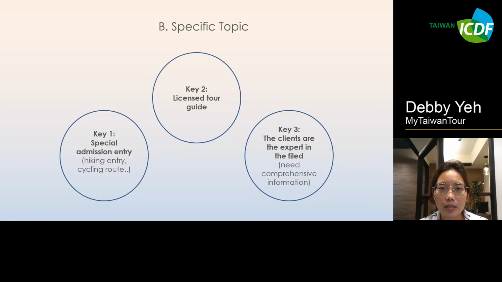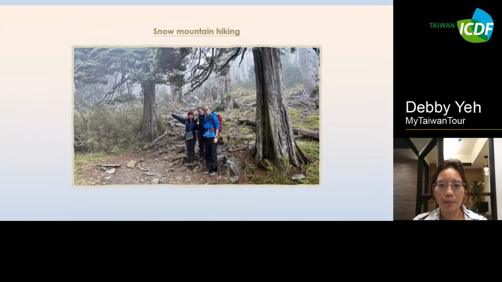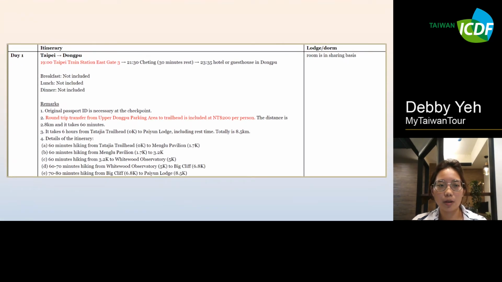Because the clients who are looking for a specific topic tour are experts in the field, they might have some experience before in other countries. So the itinerary you provide them must be comprehensive and detailed, about how long we are going to walk today, how long the walking trails are each day, and what's included in the package and what's not included. You need to write it down very clearly and as detailed as you can.